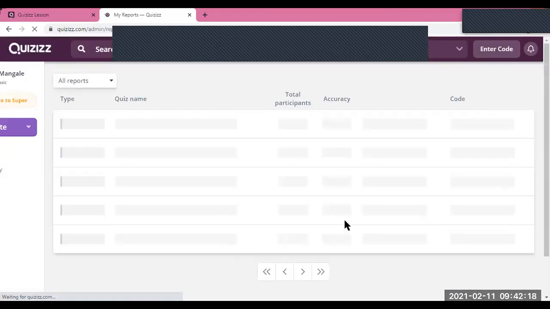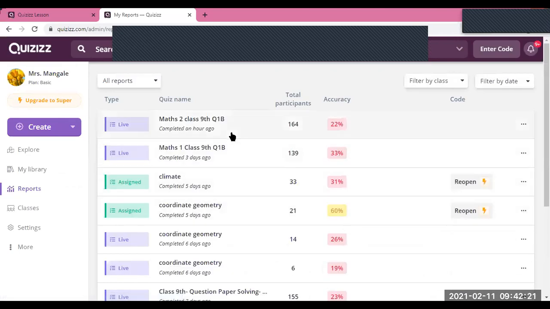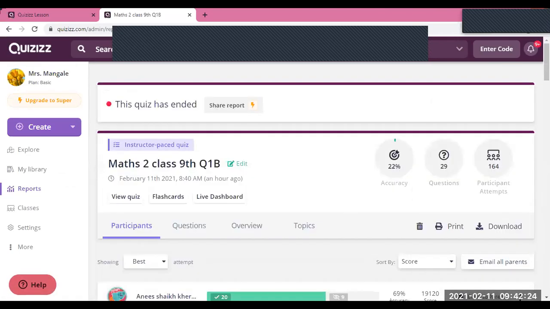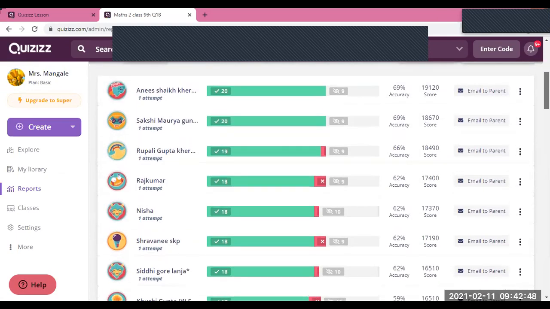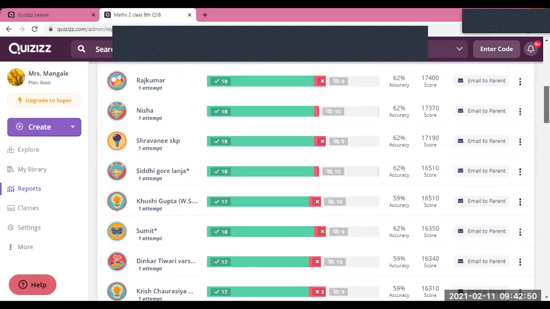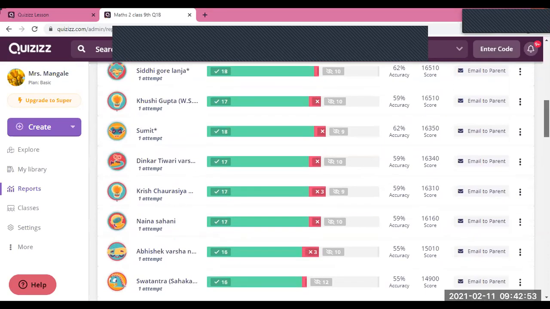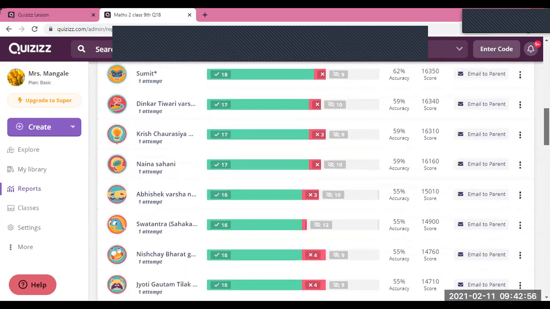Okay, the top 3 people. Yes, there we have Anish from Kednagar School, Sakshi Maurya, and Rupali Gupta, the top 3 performers. And among these, only 2 of them got full 20 on 20. That is Anish and Sakshi Maurya. Well done, students, both of you. And then the top 10 performers are Rupali Gupta, Rajkumar, Nisha, Shravani, Siddhi Gore, Khushi Gupta, Sumit, Dinkar Tiwari, Krish Chaurasia. Okay, well done, students. You have done a good job.